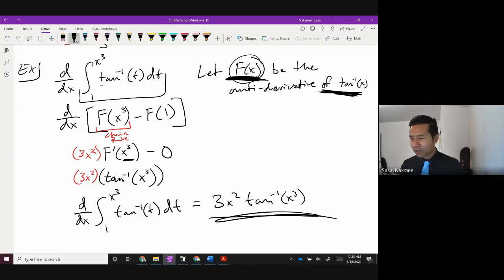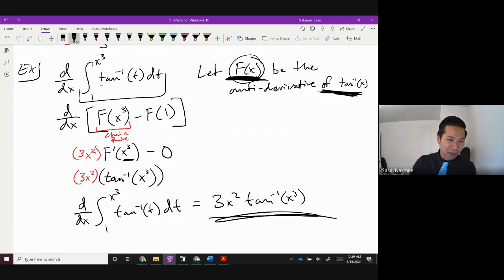You guys okay with this fundamental theorem of calculus, Part 1? Yeah, it's not bad, right? It's not bad. At least I don't think it's that bad, but some people do.